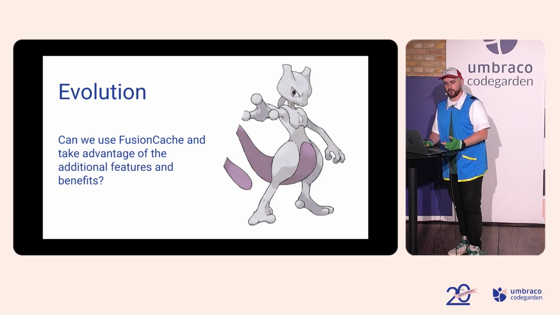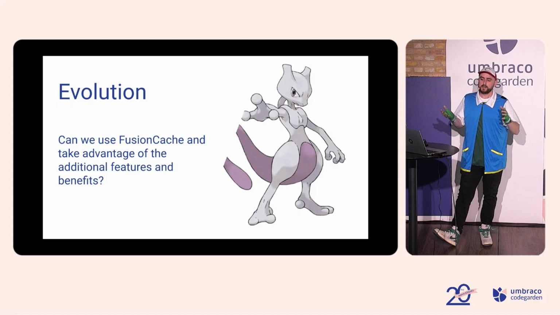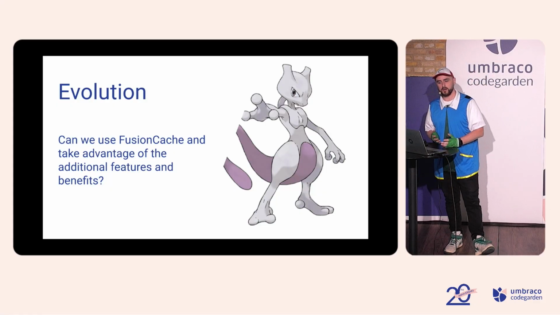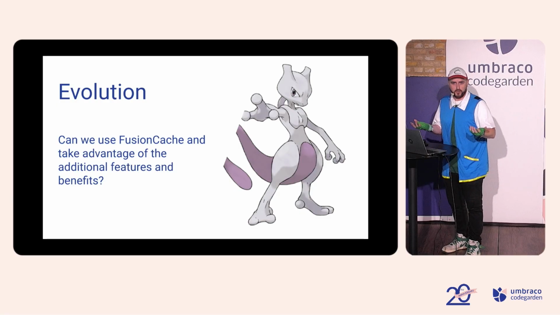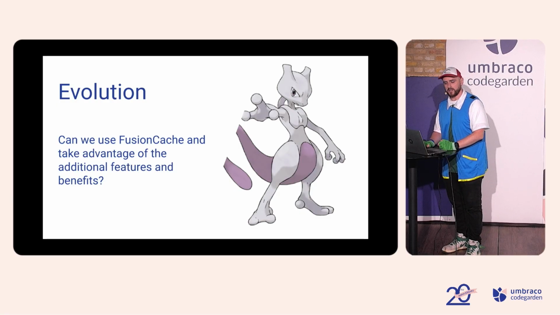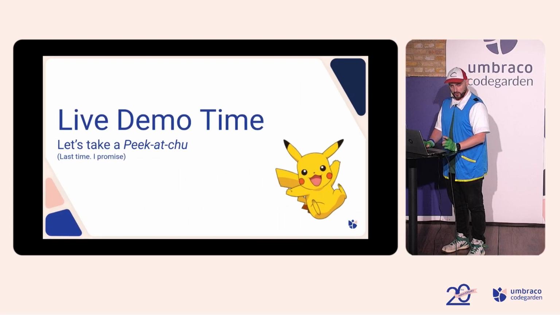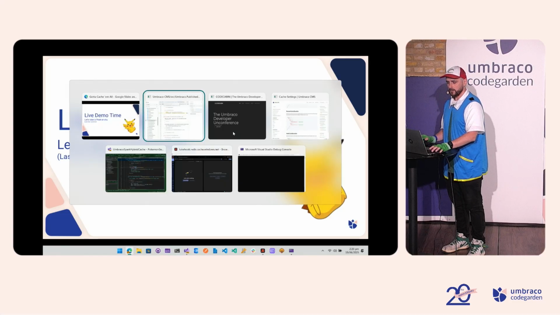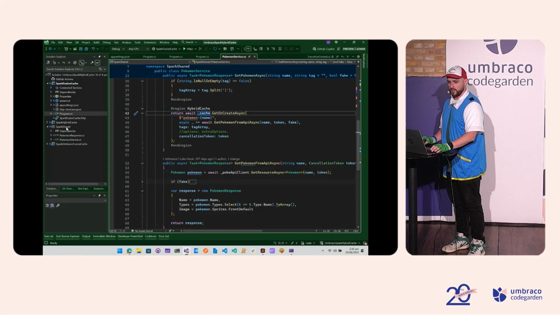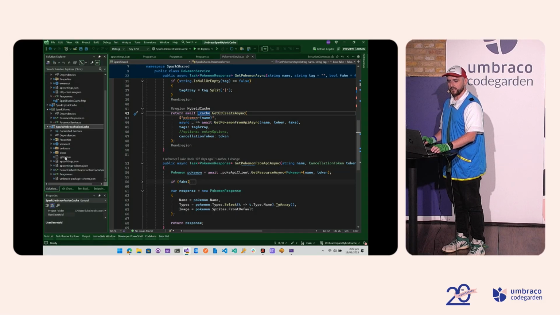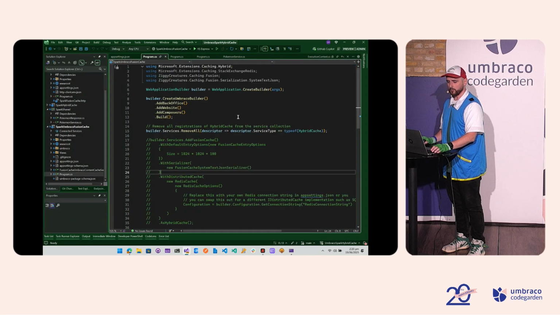So one last quick thing to talk about. We've talked about this already. If Umbraco is already using the hybrid cache, the Microsoft abstract class, we can potentially swap out to a Fusion cache really easily and take advantage of those additional features, the eager refresh, for example. So, one last time, I promise, last demo. We've got another project here. This is an Umbraco v16 solution, so fresh out the box.